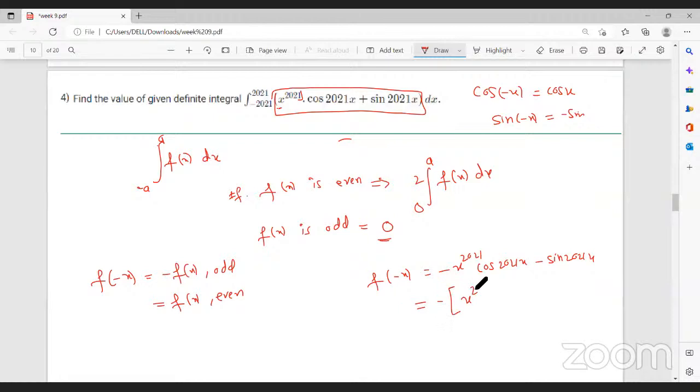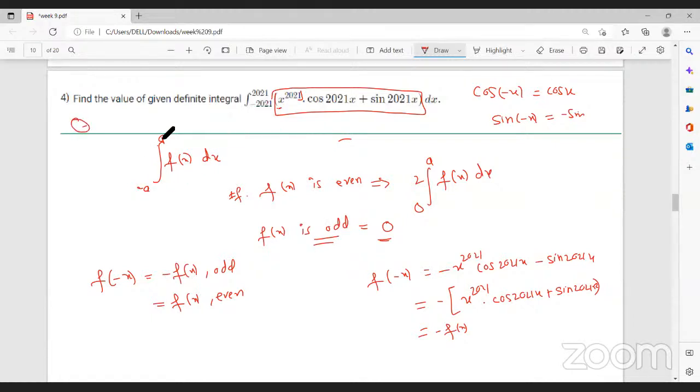What will I get? 21 times cos of 2021x plus sine of 2021x. So this is basically my f of x only, right? Yes, sir. So I am getting minus f of x. So this is an odd function, right? Now the value of this integral will be 0.